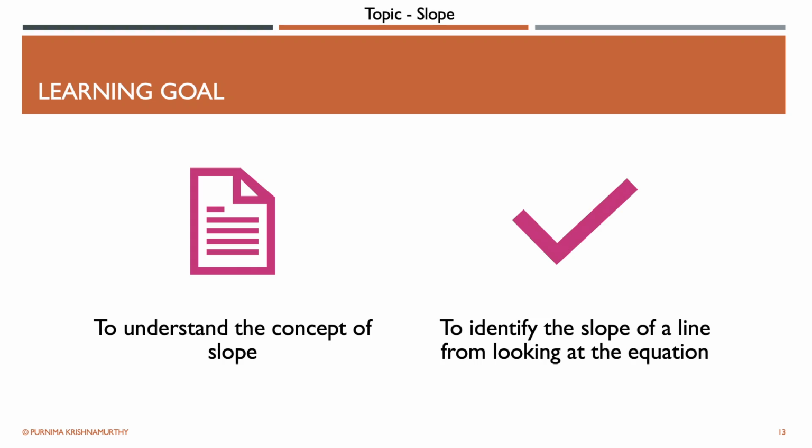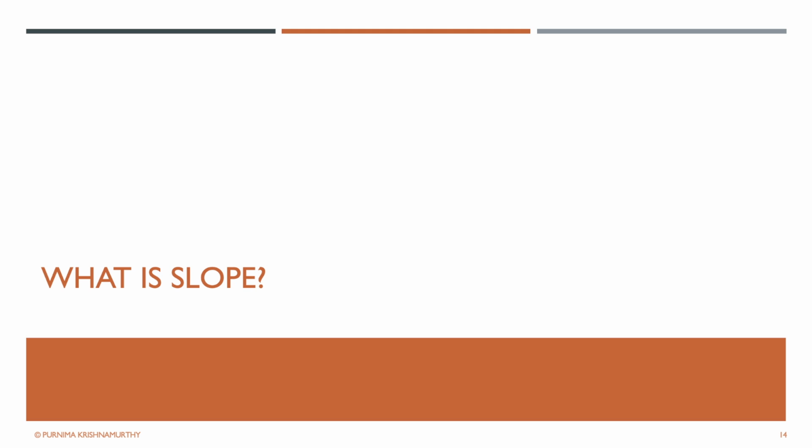By the end of this video, I hope that you understand the concept of slope and how to find the slope of a line from looking at the equation. What is slope? One of the most important properties of a linear function is the concept of slope. Slope is a measure of the steepness of a line. In generic words, it is how steep a line is.